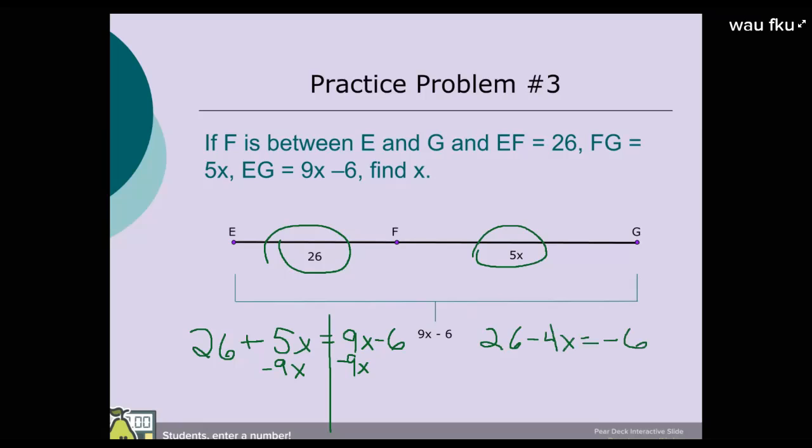All right, so now I need to get the x by itself, so subtract 26. So negative 4x equals negative 32. Mind your signs on that stuff. And divide by negative 4. And we get x equals 8, which somebody did have, so good job.